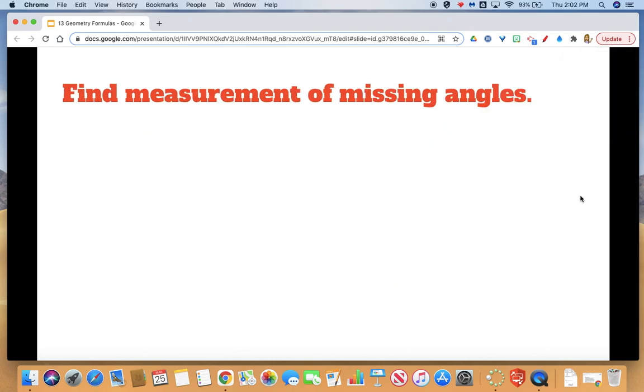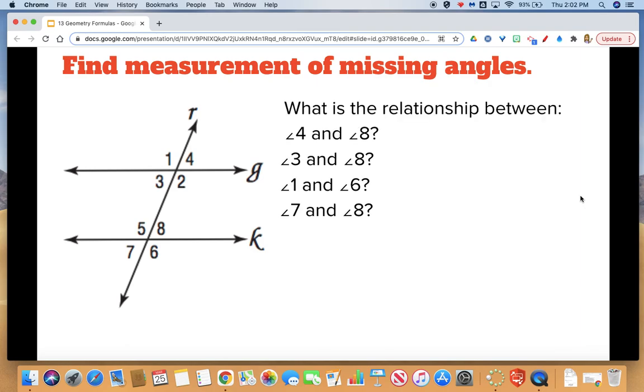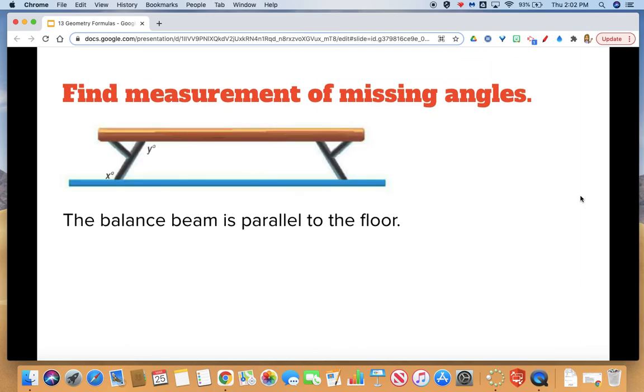Let's try one real world. I had one bench question that I wanted to ask you. Sorry, it's at the very end. We already did a lot of this. Here it is. The balance beam is parallel to the floor. What is the relationship between X and Y?